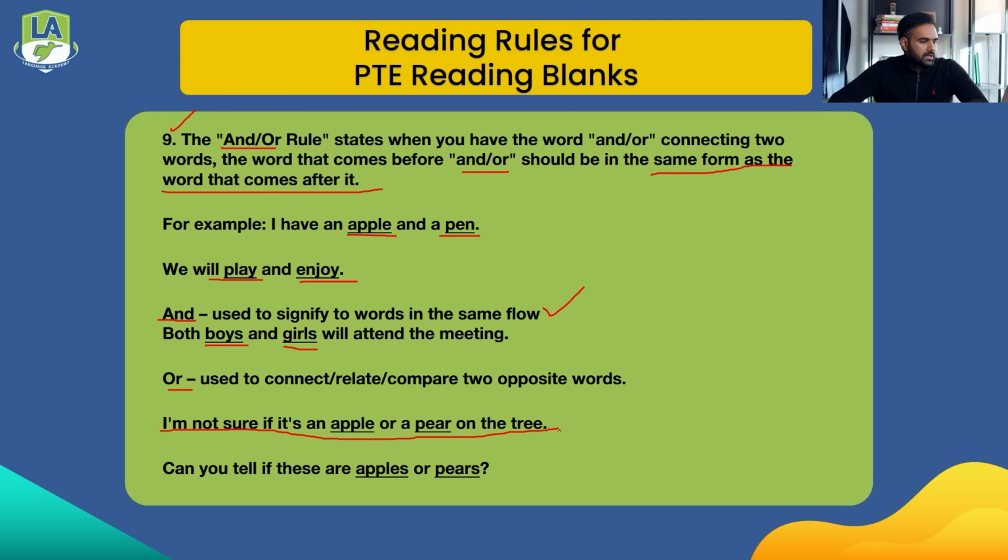I'm not sure if it's an apple or a pear. You'll never say, I'm not sure if it's an apple or pears. Okay? Can you tell if these are apples and or pears? You'll never say, can you tell if these are apples or pear. So if this is plural, this has to be plural as well. Keep an eye, important, super important rule.